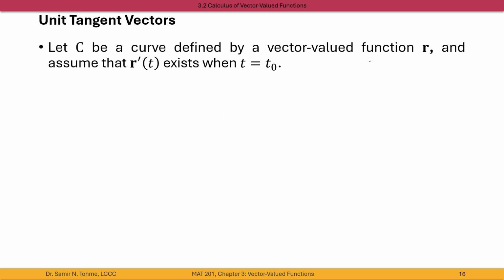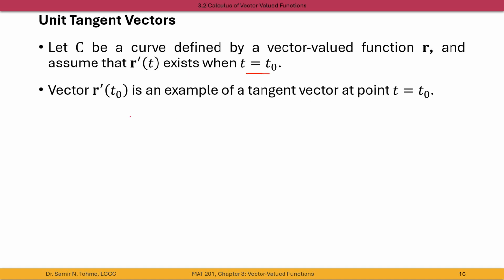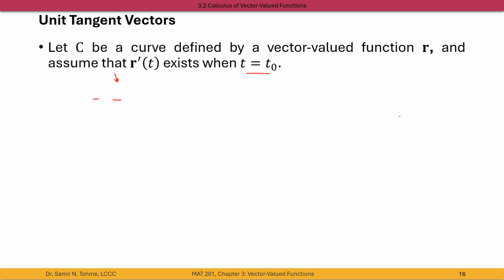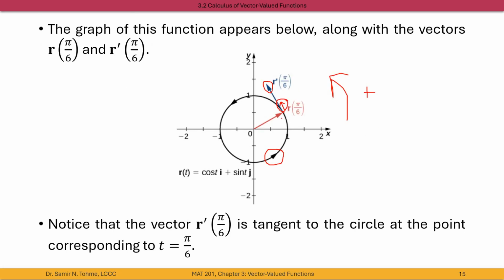Let C be a curve defined by a vector function r, and assume that r prime exists. We don't have any problems when we do the derivative. It's always defined, and also it's defined at this point t equal to t naught. Vector r prime of t naught, so we've done the derivative and we replace t equal to t naught. So it will give us a tangent vector at the point t equal to t naught, as we saw now.